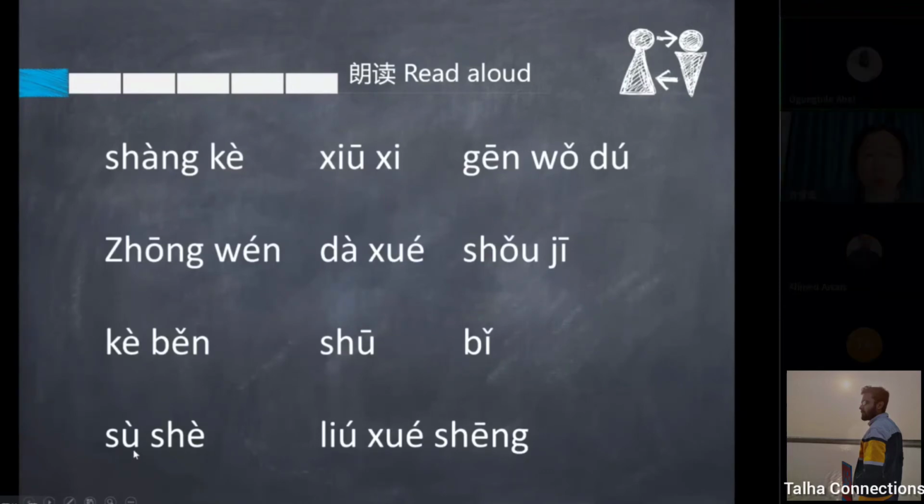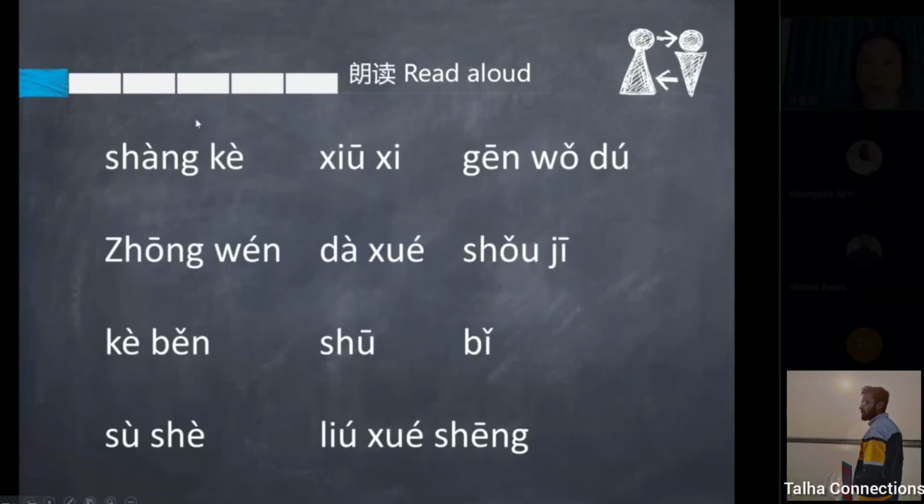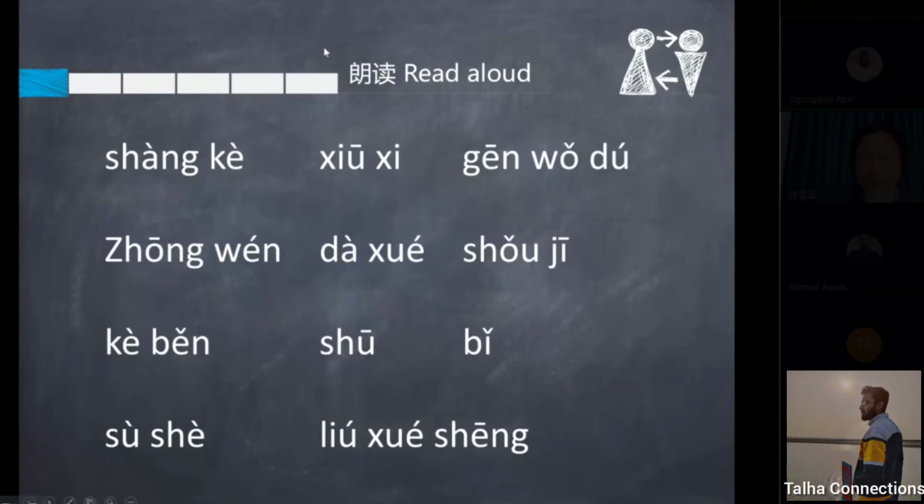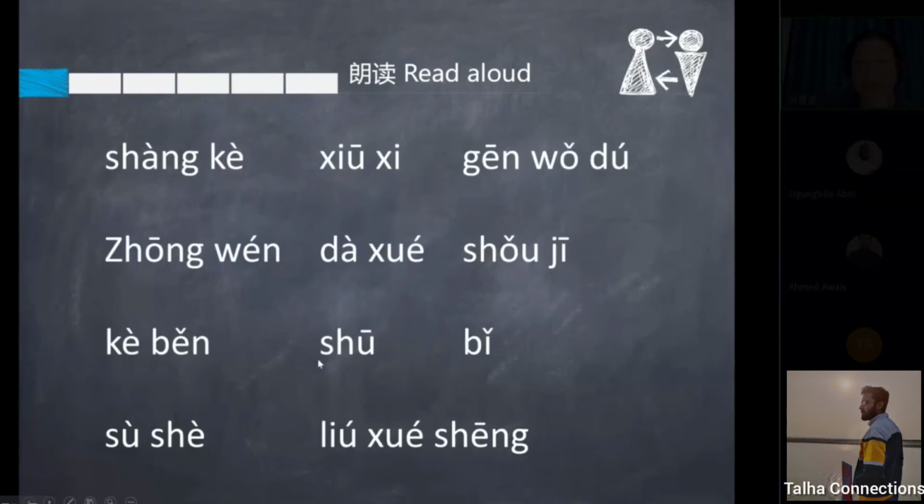Hello, ma'am. Student: These words, are they both used for singular and plural items? Because I heard you mentioning book and books. It doesn't matter. Book or books, both are 书. Okay, all right, thank you, ma'am.